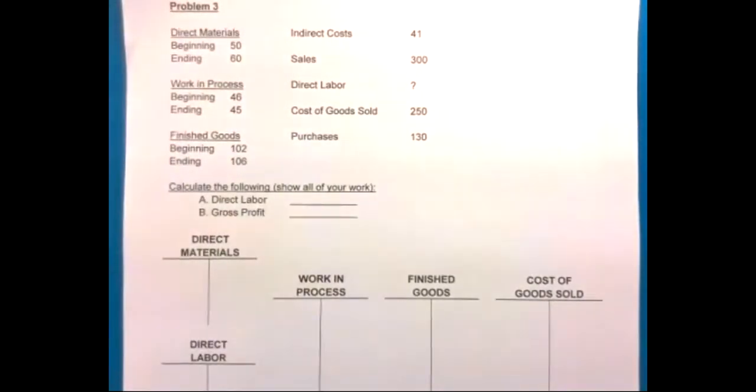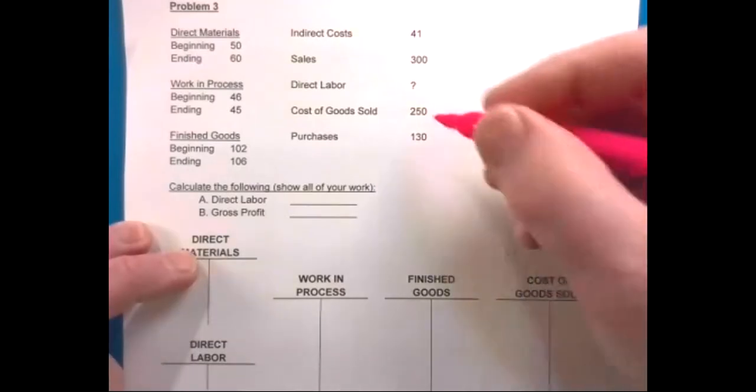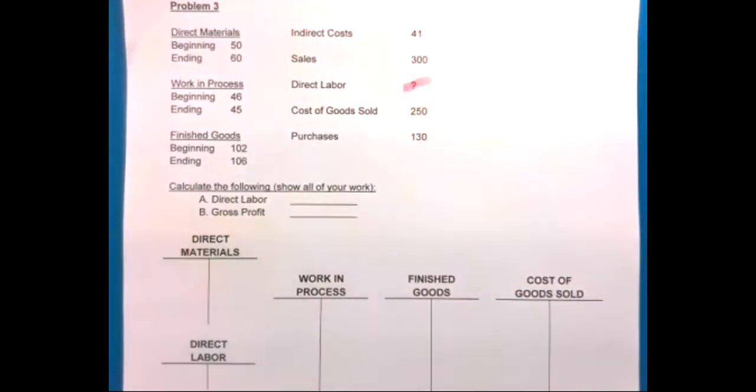So here we have a problem where we don't know one of the numbers. So the question is, well, what do you do? And there's a couple different ways you could do it. You work forward or work backwards. I'm going to show you how to work forward, just because it's easier for most people.